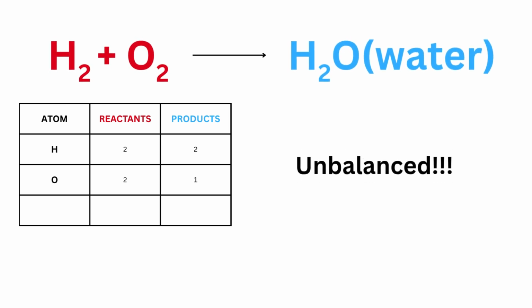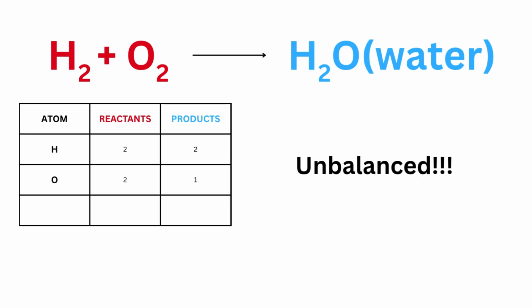In this case, we have 2 oxygen atoms and 2 hydrogen atoms on the reactant side, the left-hand side of the equation. On the right side of the equation, the product side, we have 2 hydrogen atoms as well, but only 1 oxygen atom. This makes the equation unbalanced.